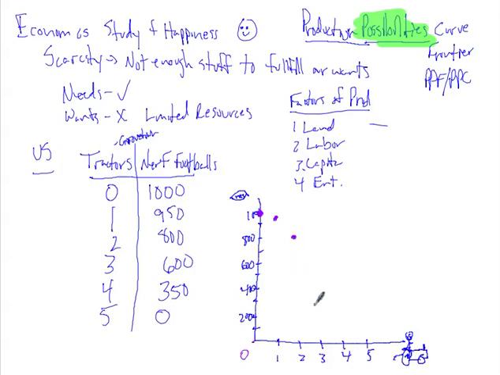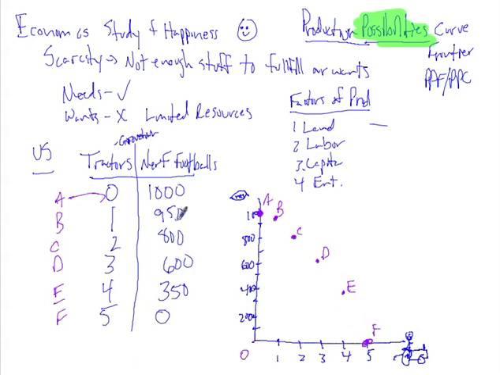It's right around there. We've got 3 tractors and 600. So that goes right about there. And then 4 tractors and 350. Maybe right around there. And then 5 tractors and 0. Okay, so each of these dots represents, we can just say that's A, B, C, D, E, and F. And so this is A, B, C, D, E, and F.